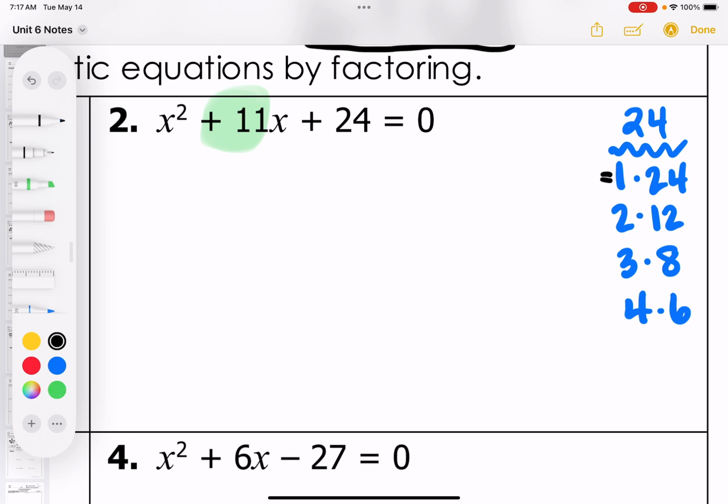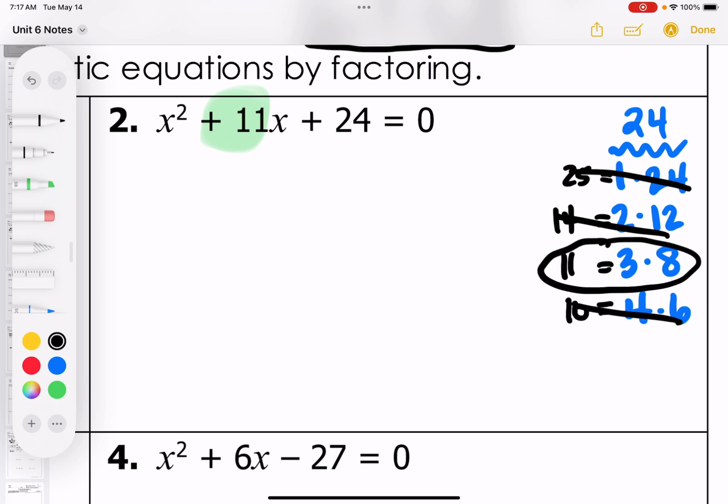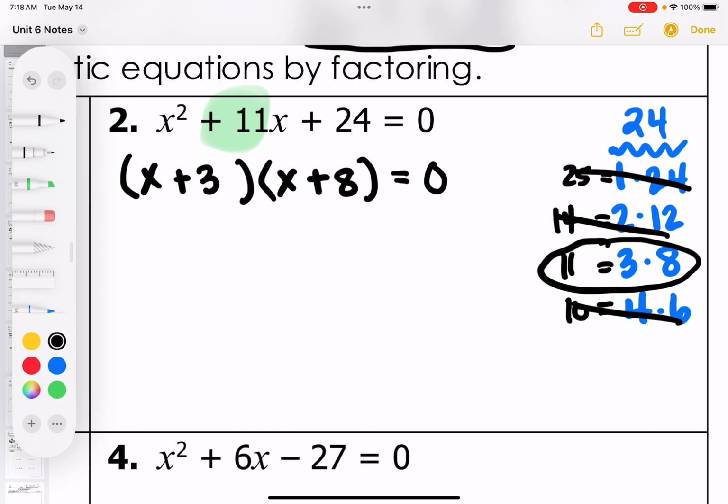1 plus 24 is 25, so that's not it. 2 plus 12 is 14, that's not it. 3 plus 8 is 11, but let's check the last one. 4 plus 6 is 10, so that's not it. So these are the two factors I'm going to use. I'm going to make my sets of parentheses, put an x in each, and put my factors, positive 3 and positive 8. Now I'm going to break it apart.